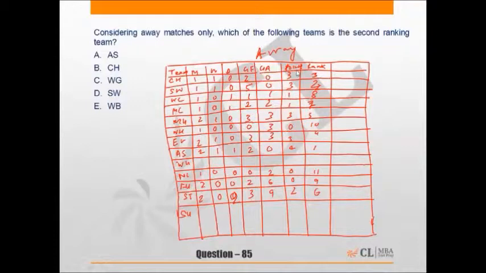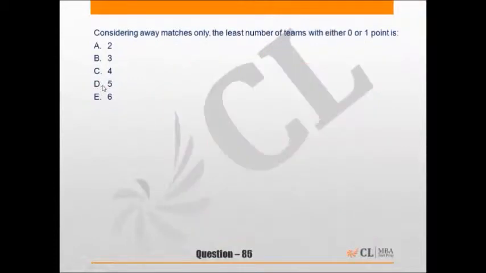Now coming to the questions. The first question is asking, considering away matches only, which of the following teams is the second ranking team? From the table it can be seen that the second ranked team is SW. Therefore option D is the correct answer. Now coming to the next question.